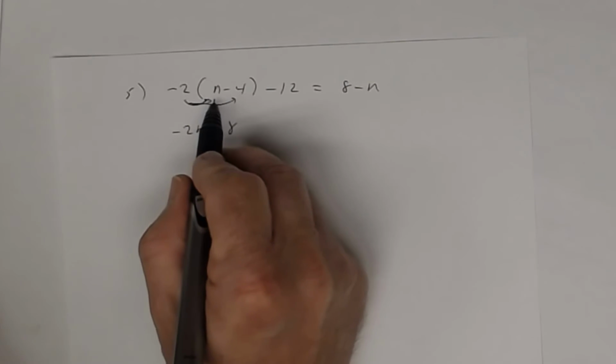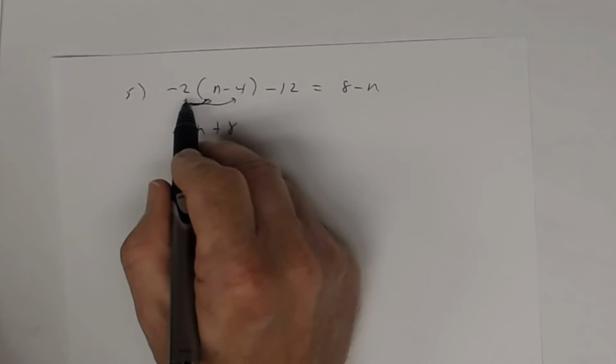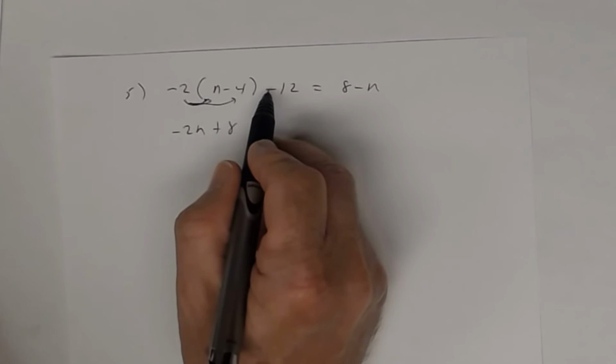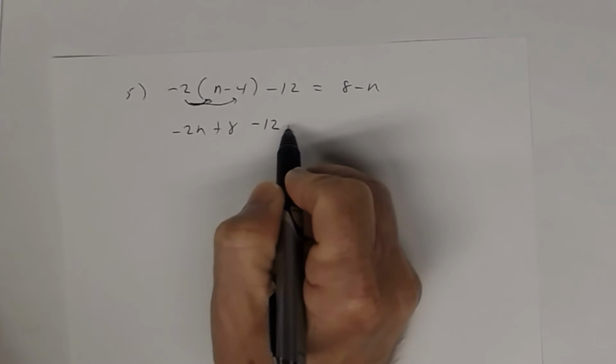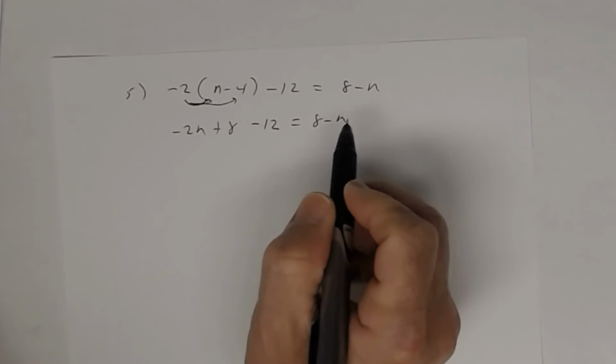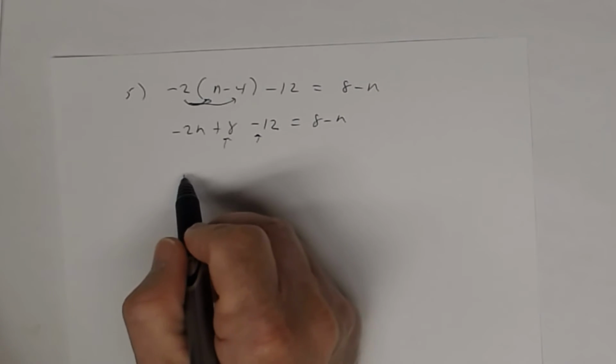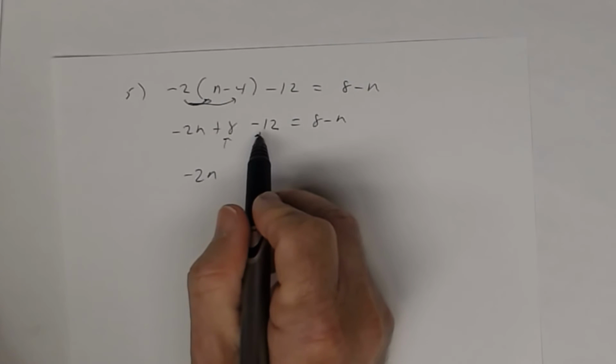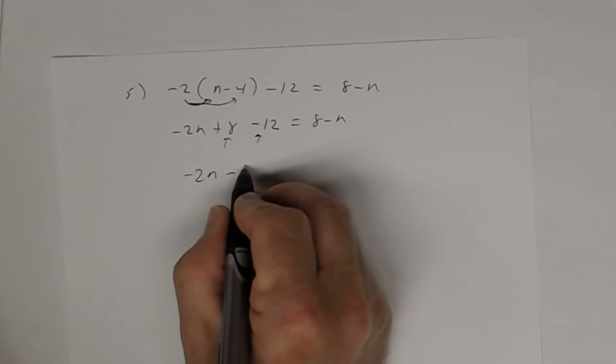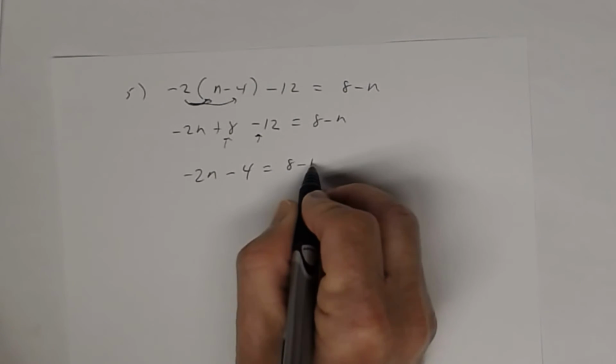Now be careful. You're only distributing -2 within what's inside the parentheses. So this stays -12 equal 8 minus n. Combining like terms, these two are like terms. So I get negative 2n, and 8 and negative 12 is negative 4, equal 8 minus n.